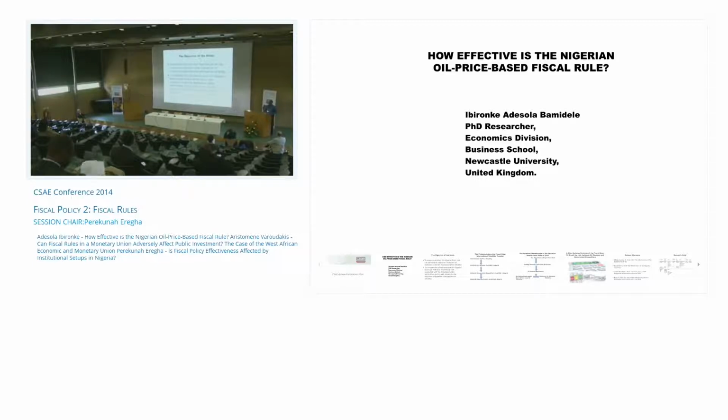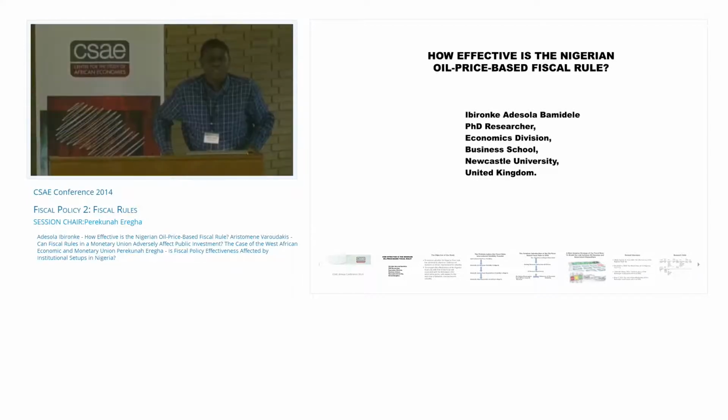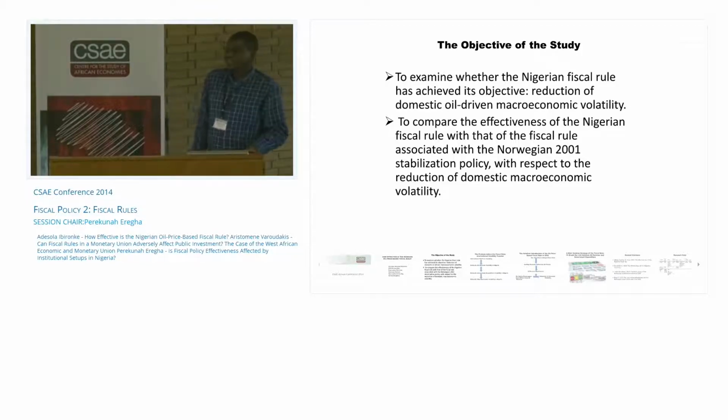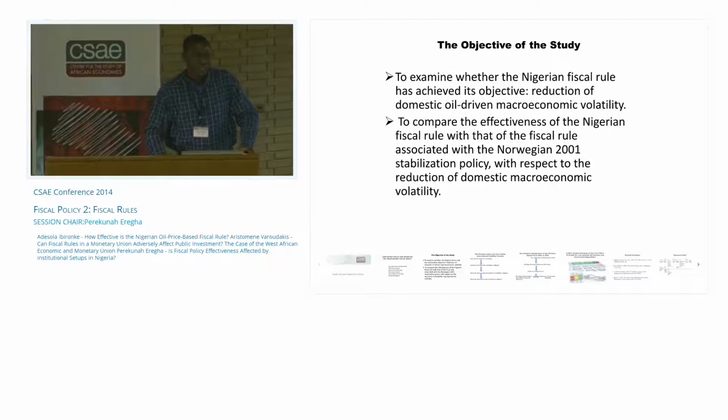The objective of the study is to examine the extent to which the fiscal rule has achieved its objective, which is basically the reduction of domestic volatility that is rooted in the oil-driven nature of the Nigerian economy. It is widely accepted in the literature that Nigeria is an oil-driven economy. To explore the effectiveness, there is a policy comparison done between Nigeria and Norway. So that is part of the objective.